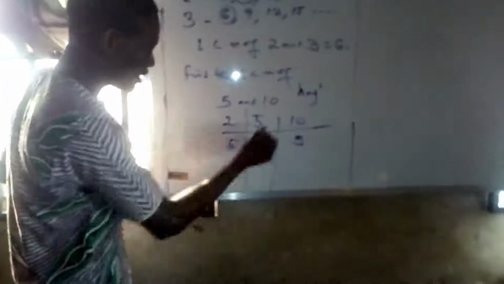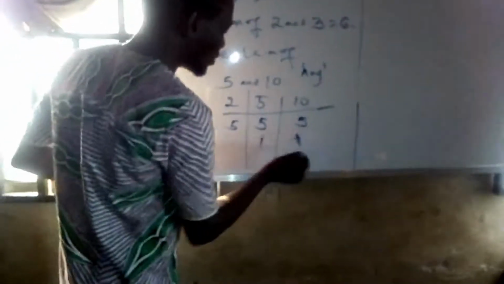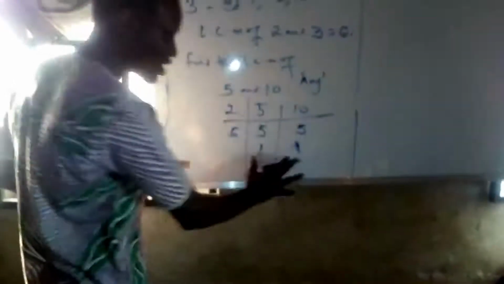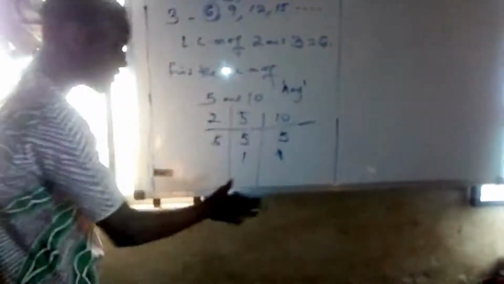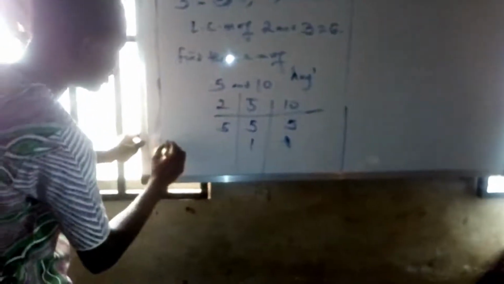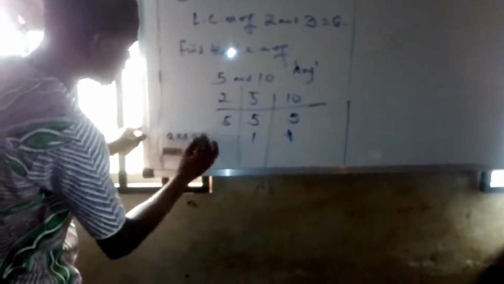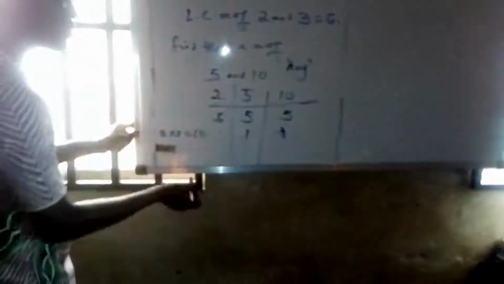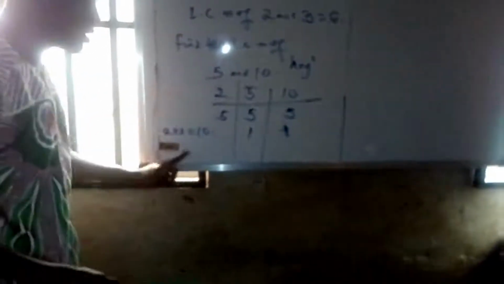So 5 can go in 5, which is 1. 5 can go here, which is 1. So when we get to that point, when we get to 1, we stop there. We stop at this point 1, when we finish dividing the two numbers we're given. So our answer will now be 2 times 5, which is what? 10. So the LCM of 2 and 5 is 10.